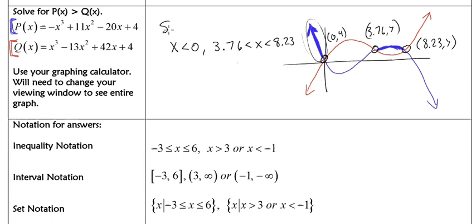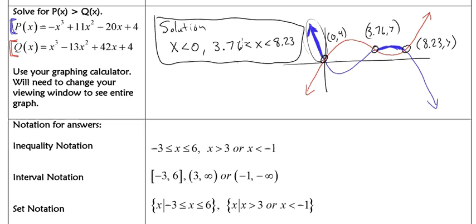And here's our solution set. The solution of where p of x is greater than q of x is when x is less than 0, and when x is between 3.76 and 8.3. All right, hope that helped.